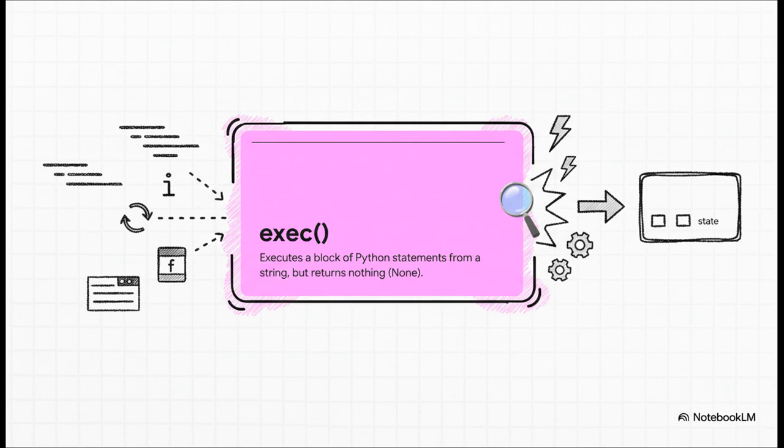Now, exec is a whole other beast. It's less like a calculator and more like a tiny little Python interpreter that lives inside your code. You can feed it a whole script as a string. We're talking loops, function definitions, the whole shebang, and it will just run it. Exec doesn't give you a result back. Its whole purpose is to do things, to perform actions, to change the state of your program.